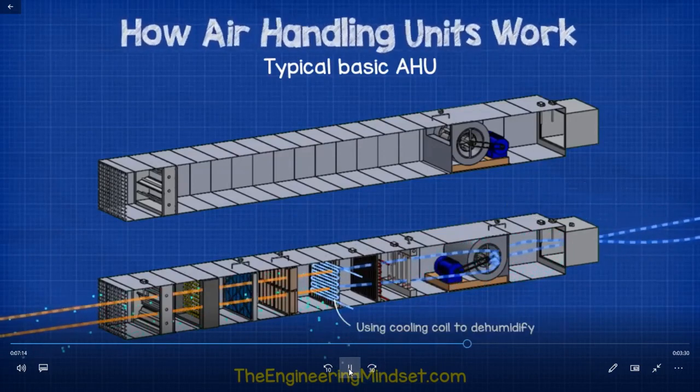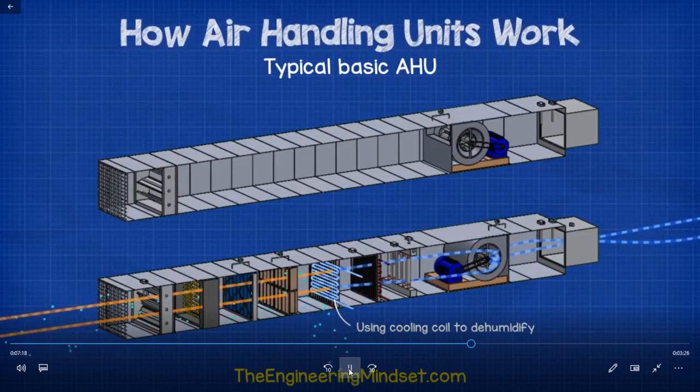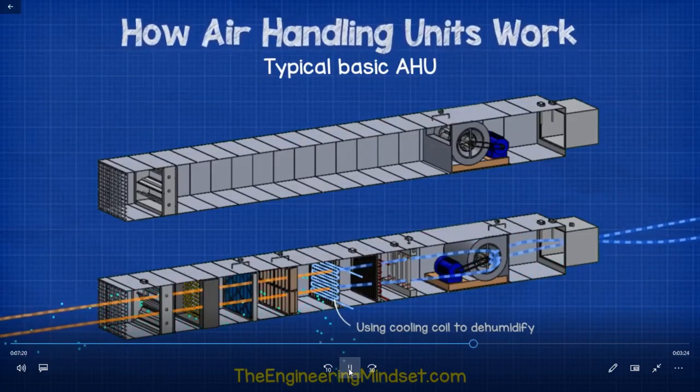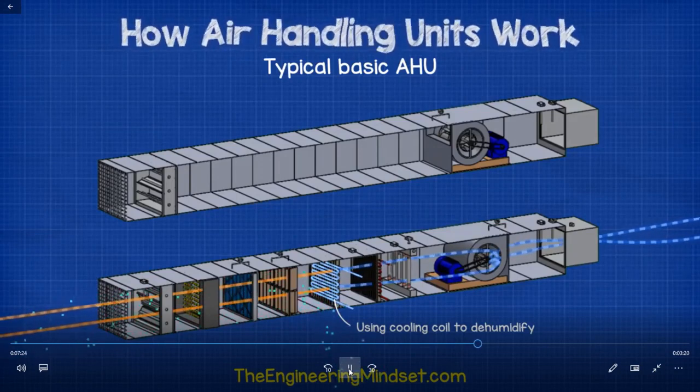If the air is too humid, then this can be reduced through the cooling coil. As the air hits the cooling coil, the cold surface will cause the moisture within the air to condense and flow away. You'll find a drain pan under the cooling coil to catch the water and drain this away.